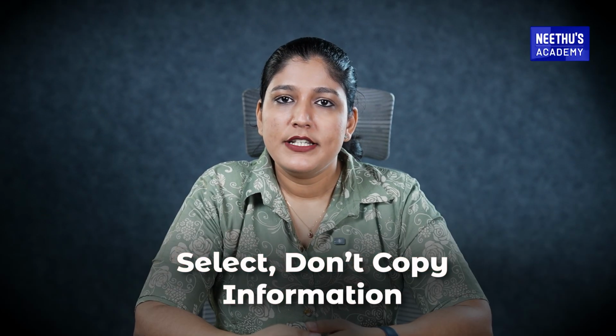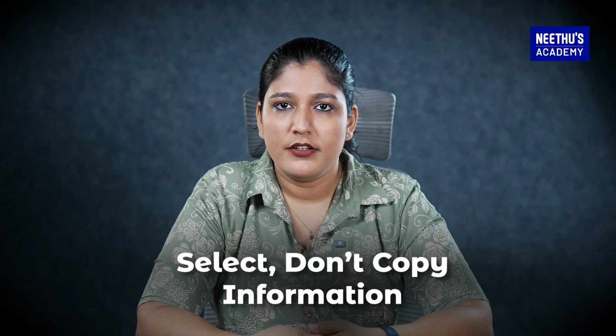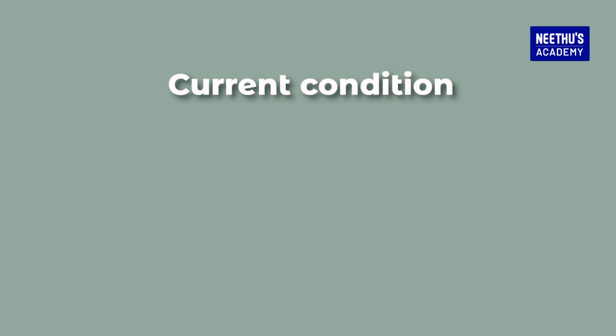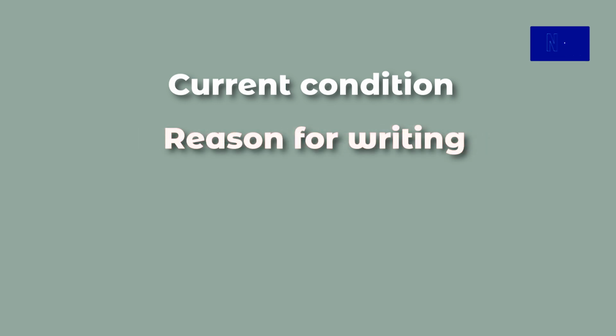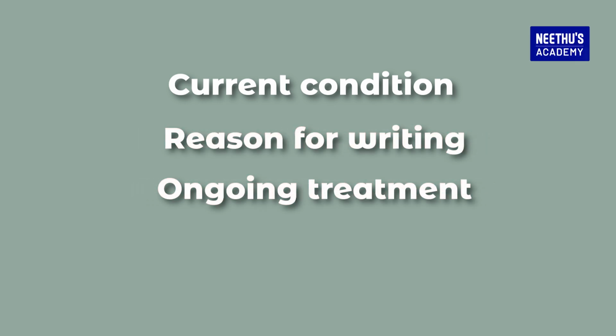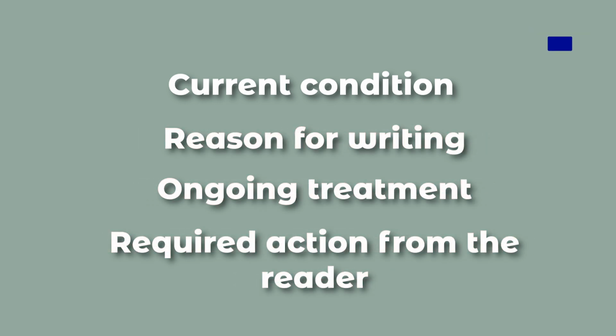Now, tip 2. Select, don't copy information. Here, remember this OET is not a copying test. You must always include all the relevant information and leave out all the unnecessary details. Now I'll give you a trick. Before writing, you need to quickly underline current condition, reason for writing, ongoing treatment, required action from the reader. So here you need to know that only include what the reader needs to know.